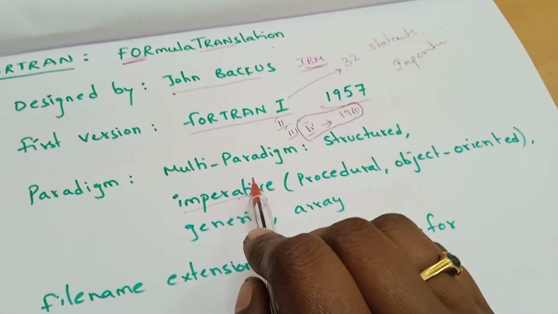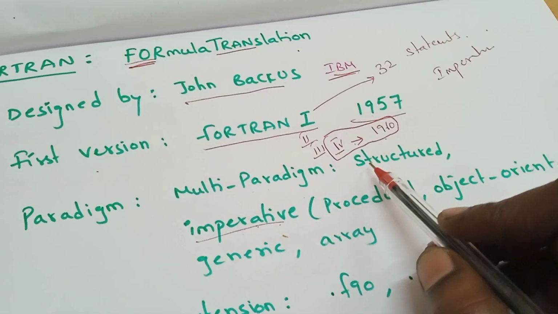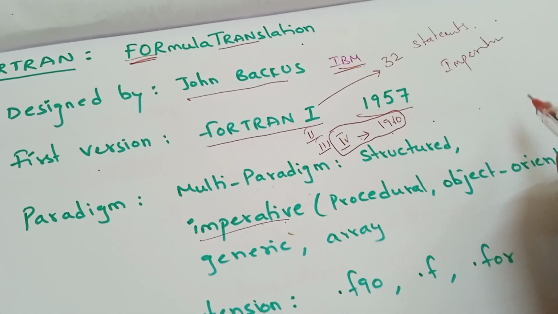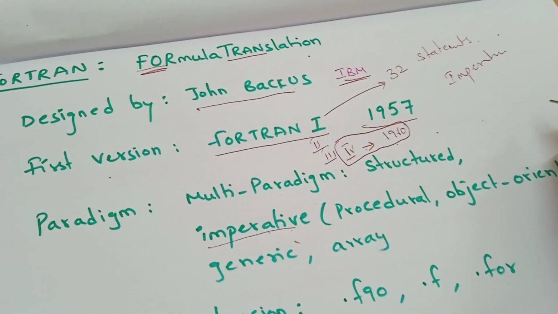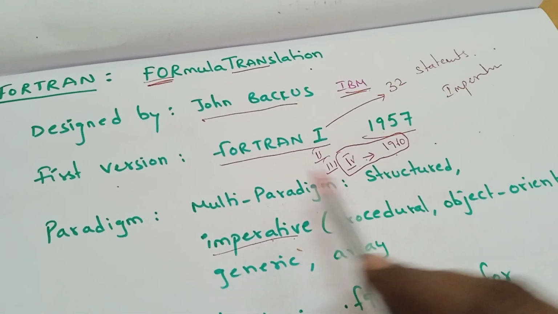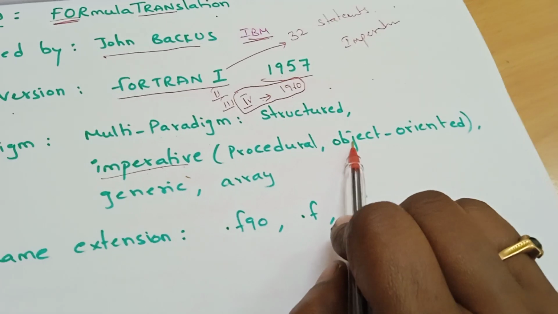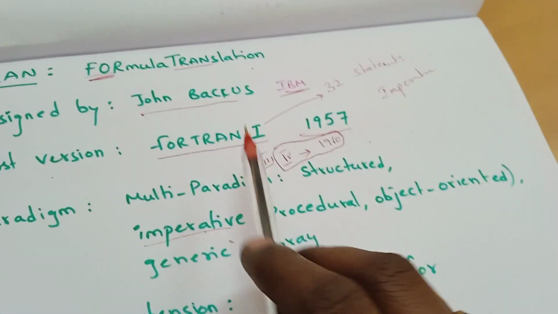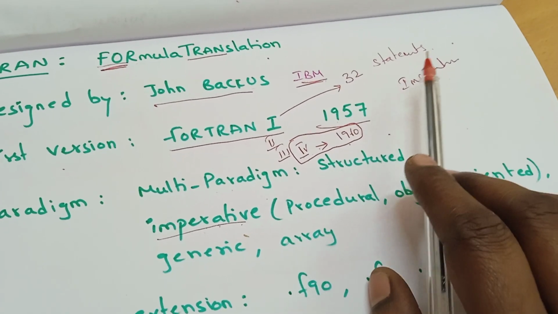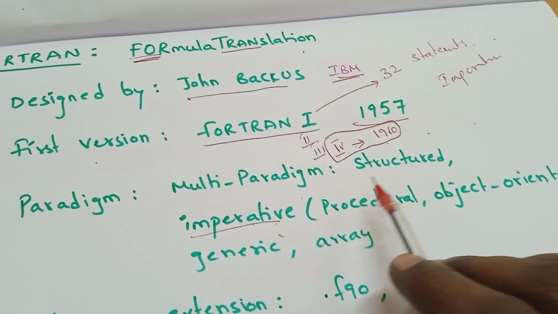What does multi-paradigm mean? With respect to programming languages, you might have heard of languages that are structure oriented, procedure oriented, object oriented, something like this, correct? FORTRAN is not restricted to one particular paradigm. It is multi-paradigm: it is structure oriented, procedure oriented, and object oriented. The first standard version of FORTRAN is a general purpose, generic programming language. Today we are using the FORTRAN 2023 version.